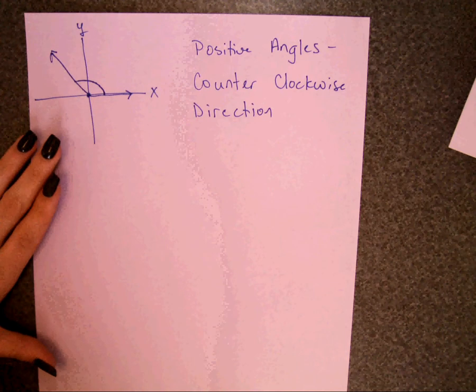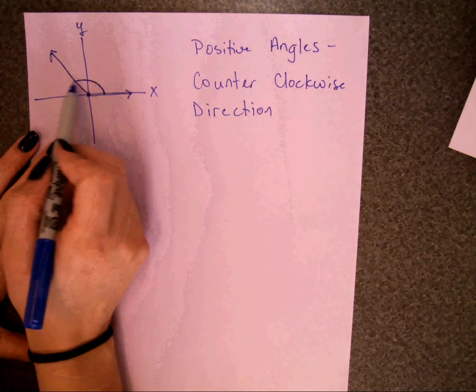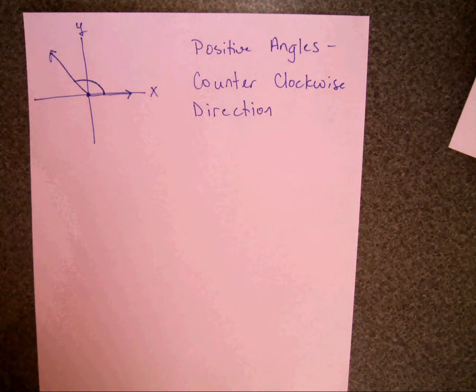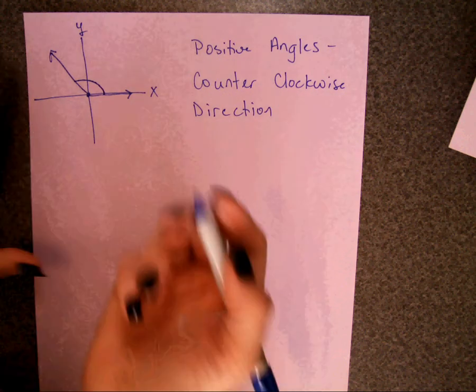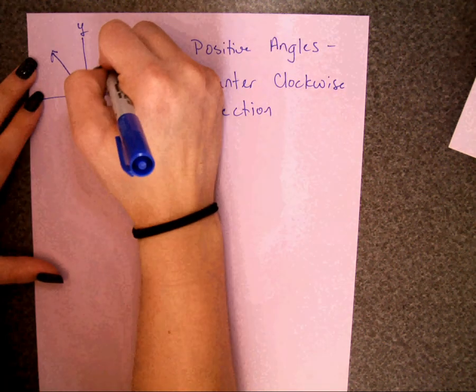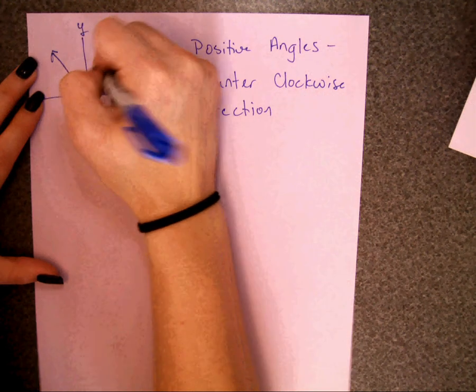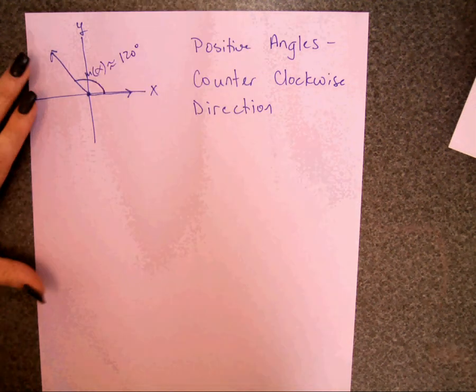This positive angle ends up in the second quadrant, so I know it's somewhere between 90 and 180 degrees. I'm gonna guess somewhere around 120 maybe. So the measure of angle alpha is approximately 120 degrees. Just guessing, just eyeballing it.